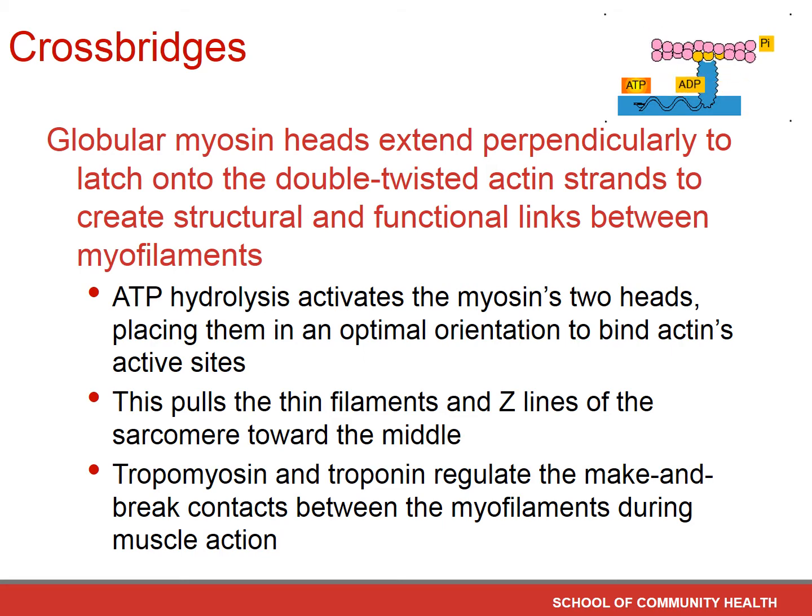ATP hydrolysis activates the myosin's two heads, placing them in an optimal orientation to bind actin's active site. So we need ATP to split and move the myosin head, and this then pulls the thin filament at the Z lines towards the center of the sarcomere, so it shortens the sarcomere.